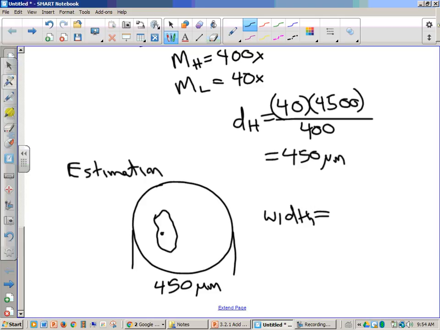1, 2, 3, 4? 4.5? Okay. 4.5. Let's go with 4. 4 fit across. So 450 micrometers, the width, divided by 4. If I go 4.5, it's nice and easy. We'll go 4.5. If I do 450 divided by 4.5, that is 100 micrometers. All right, so we have to estimate in order to determine that. Does that sound familiar to everybody?